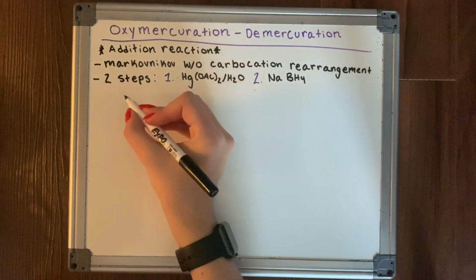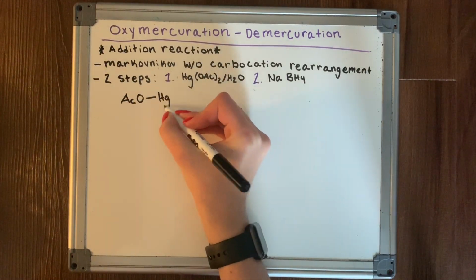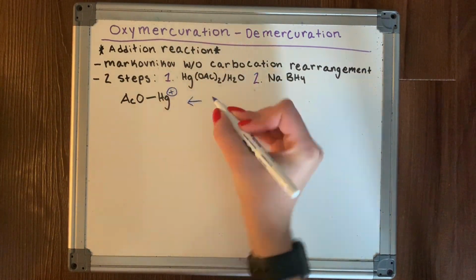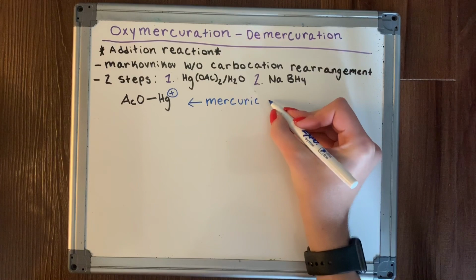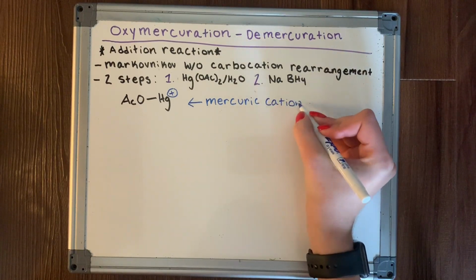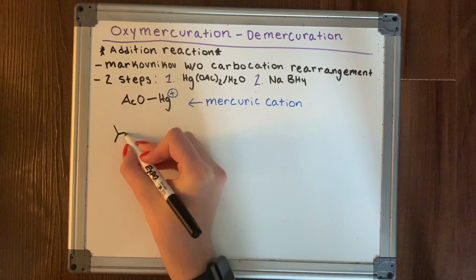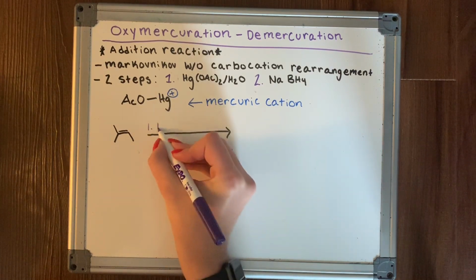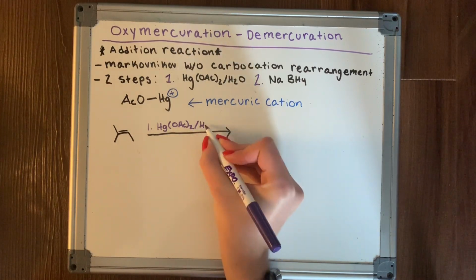Oxymercuration-demercuration is another addition reaction that produces an alcohol when water is added across the double bond. This is Markovnikov addition, so the alcohol goes to the most substituted position, but it occurs without carbocation rearrangement because mercuric acetate will dissociate to become the very powerful electrophile, the mercuric cation, in step 1, and this ensures that the most substituted carbon never gets more than a partial positive charge, so rearrangement cannot occur. In the second step, sodium borohydride will remove the mercury and allow the alcohol product to form.